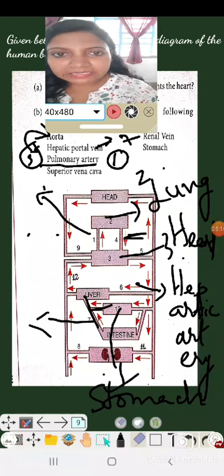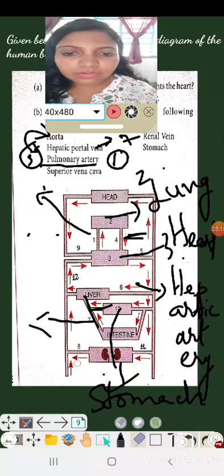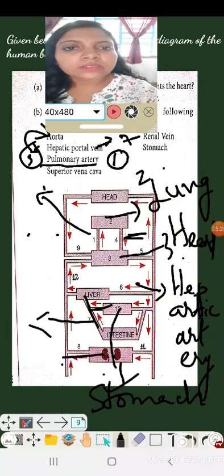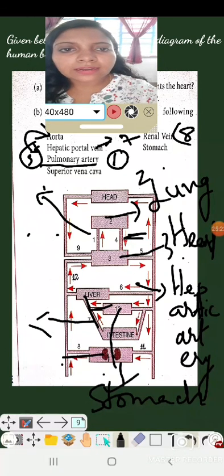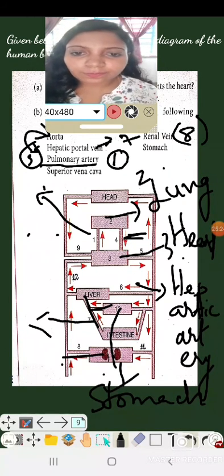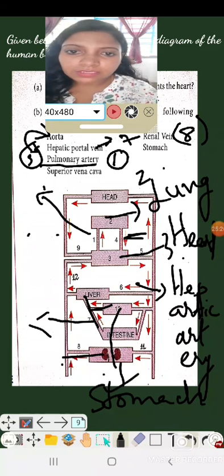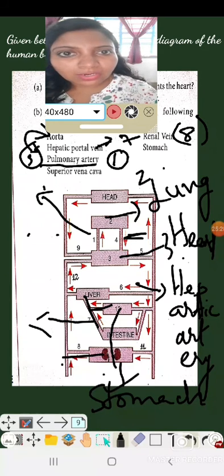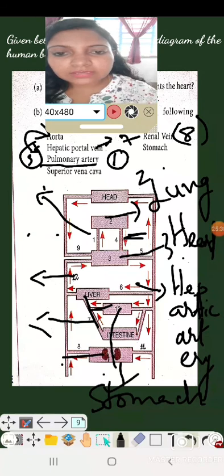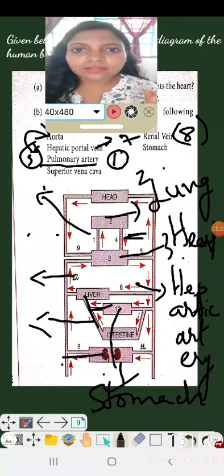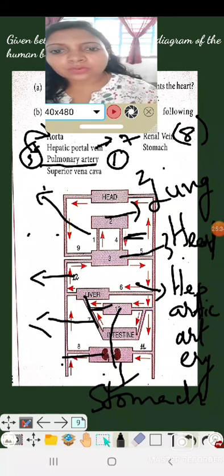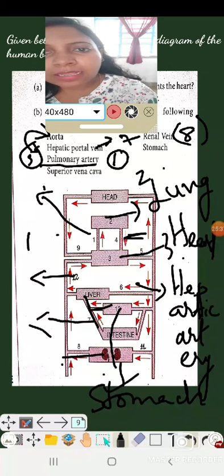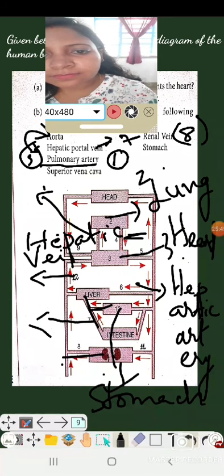Next, number 8. Number 8 is the renal vein that leaves the kidney. Now finally we have number 12. What is 12? It is leaving the liver, so it is related to the liver. So what will you write for that one? Hepatic vein. This is hepatic vein.